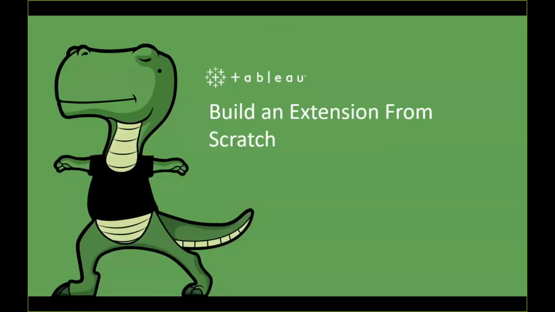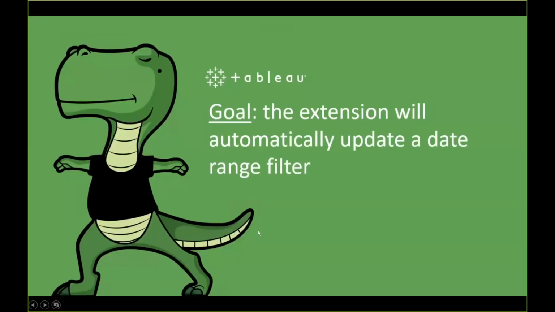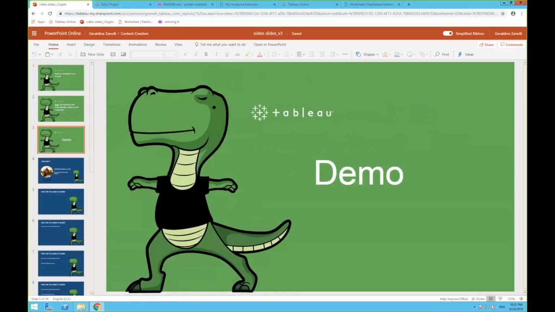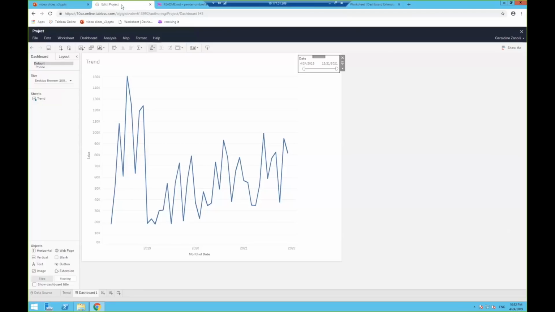Hello and welcome to this video on building a simple extension from scratch. I will show you how you can set up an extension that will automatically update a date range printer to a lower bound of 1 year ago and an upper bound of right now. Curious to see what it looks like in action? I have you covered. Let's jump to Tableau Online.